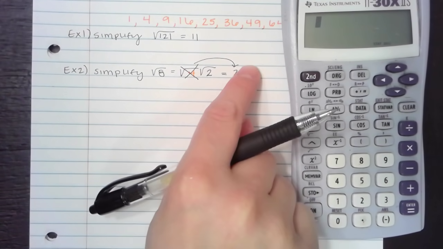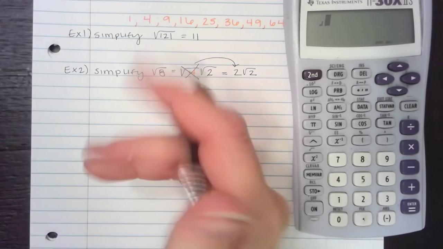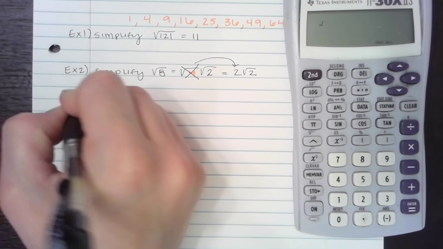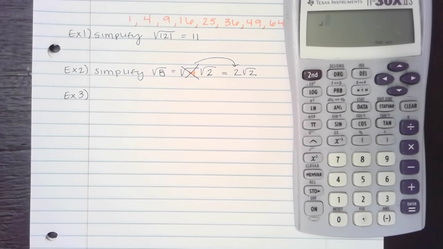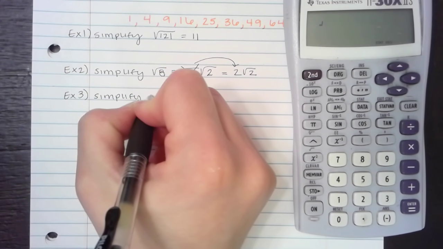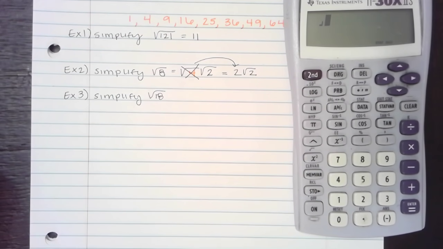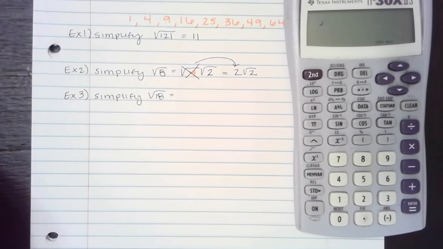So if you were able to follow along, I know I talked a lot, you're good to go and ready to practice with us. And my hope is that you can do that on your own right now. So let's practice. Simplify the square root of 18. Okay, what perfect square goes into 18?